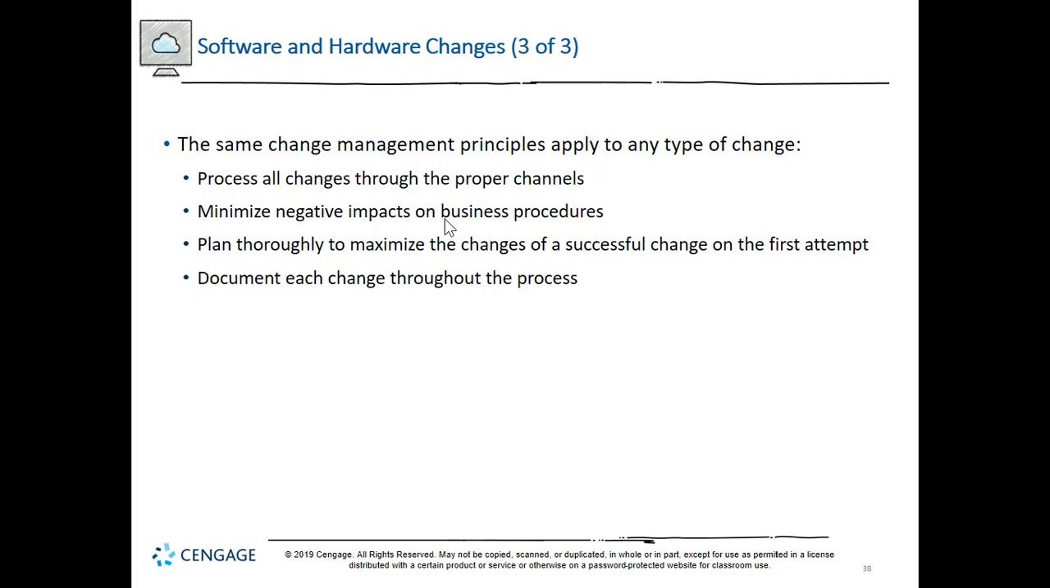The same change management principles apply to any type of change. Make sure that your boss approves it. Make sure everything's been approved. Say, hey, I'm going to be bringing the internet down tomorrow at 3:30. Everybody out of the building. I'll be upgrading the Exchange server, stuff like that. You want to minimize negative impact for your customer.